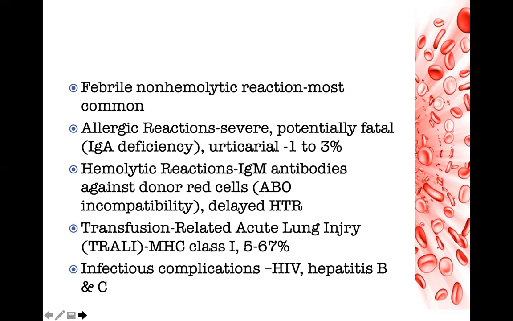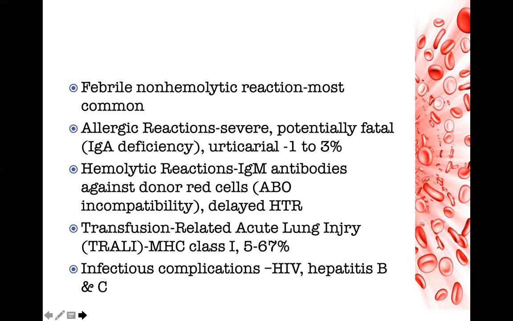Then we also have what we call your transfusion-related acute lung injury. Most of the time, what is implicated are your MHC class 1 lymphocytes. It has an incidence between 5 to 67%. Most patients would present with an ARDS type of lung injury.